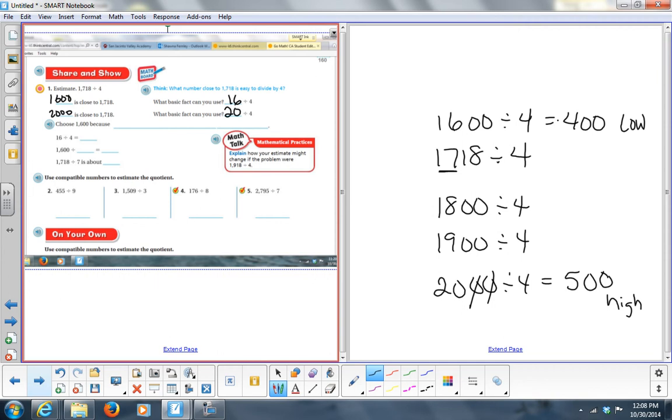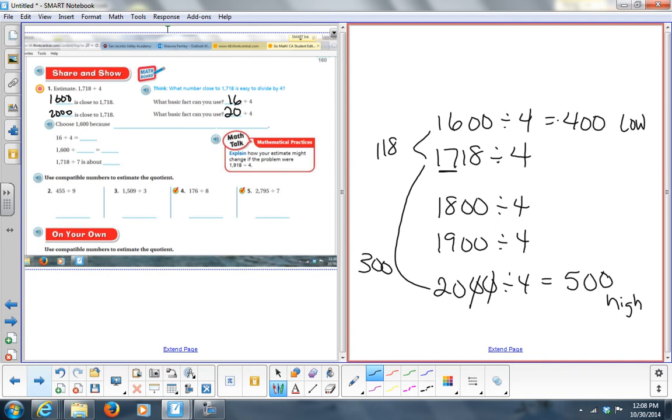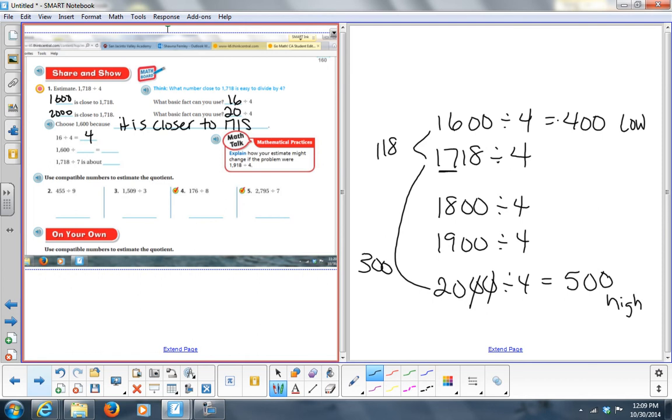Okay, and you're going to choose 1,600. Why? Because it's the closest one. It's only 118 difference, right? If I take 1,718 minus 1,600, it's only 118 difference, where this is about 300 around, right? Yes. 16 is closer to 17 than 20 is to 17. So I'm going to choose 16 because it's closest. So then my answer is going to be 400. So 1,718 divided by 4 is about 400.